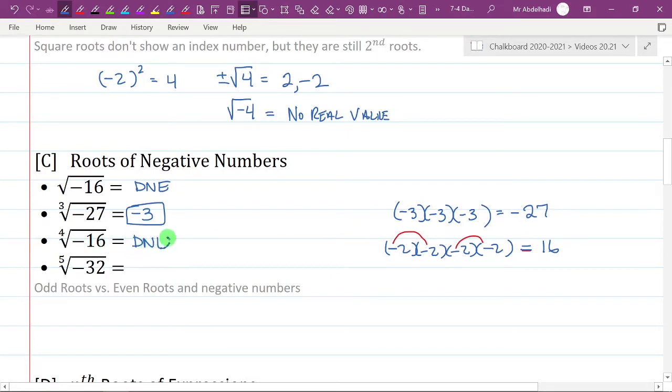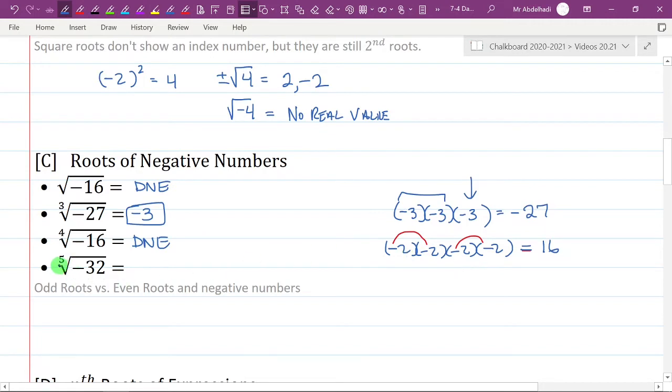Does not exist. Okay? Why? Because it's an even power. And an even power has an even number of negatives. And an even number of negatives, they all pair up and cancel each other out. There's no odd man out. There's no extra odd numbered power here to give us an extra negative.